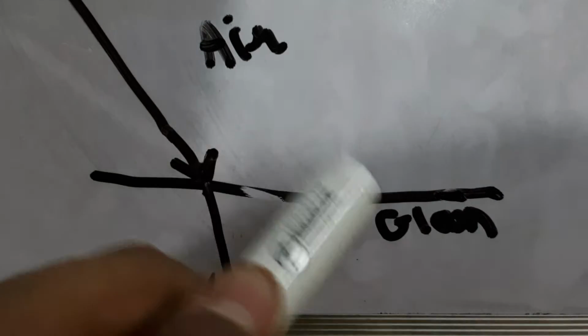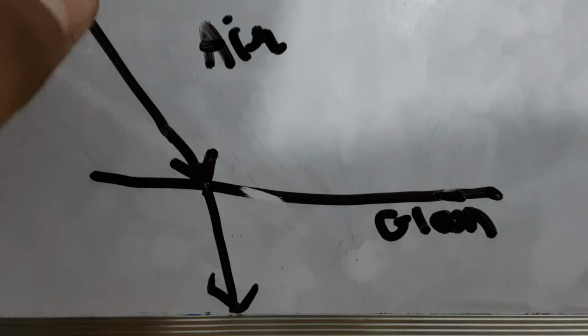These are the two mediums, and this bending of light is because the light is slowing down as it moves into an optically denser medium. So now we have understood this refraction thing.